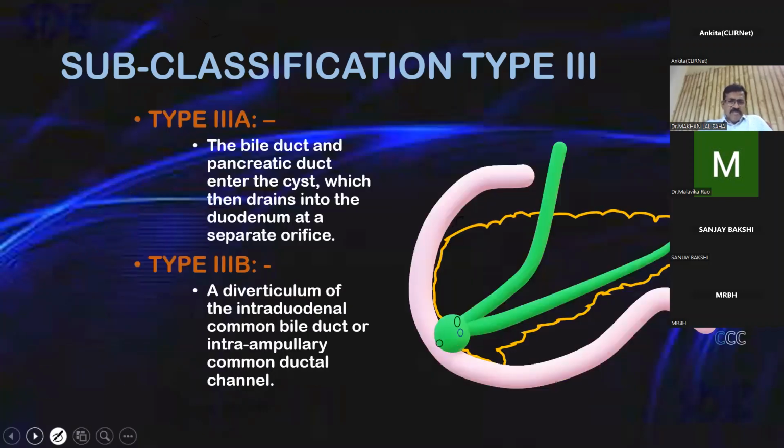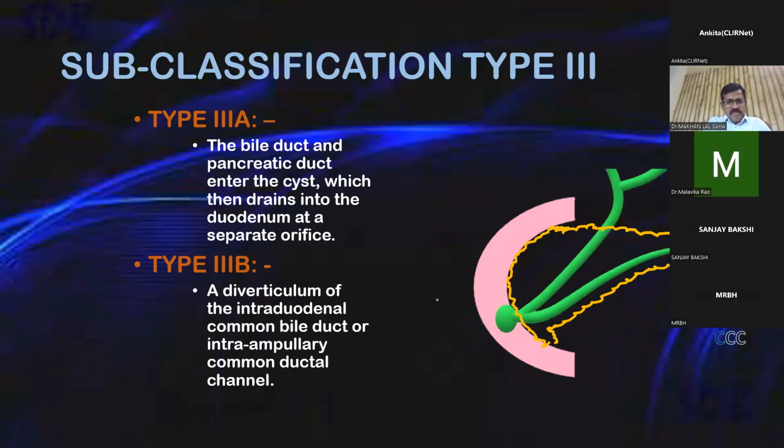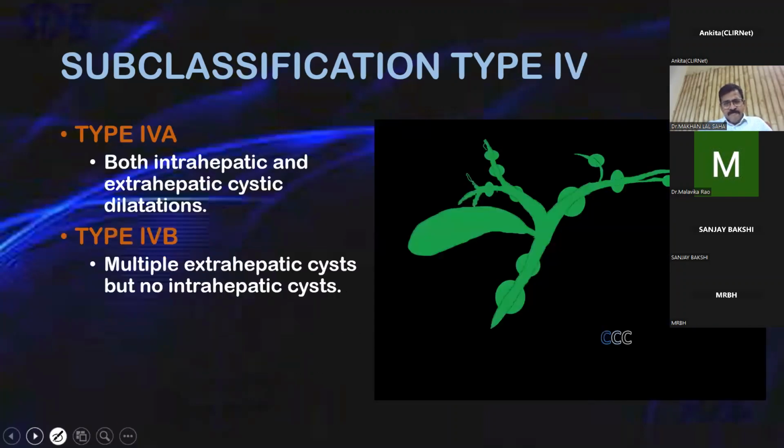Again, type 3 has 2 types. 3A, bile duct and the pancreatic duct enter the cyst, which then drains into the duodenum in a separate orifice. And you have a type 3B, where you have the diverticulum of the intraduodenal common bile duct or intraampullary common ductal channel, so there's not a different opening into the duct. And you of course know the classification of type 4. 4A is both intrahepatic and extrahepatic cystic dilatation, and 4B is multiple extrahepatic cysts, but no intrahepatic cyst.